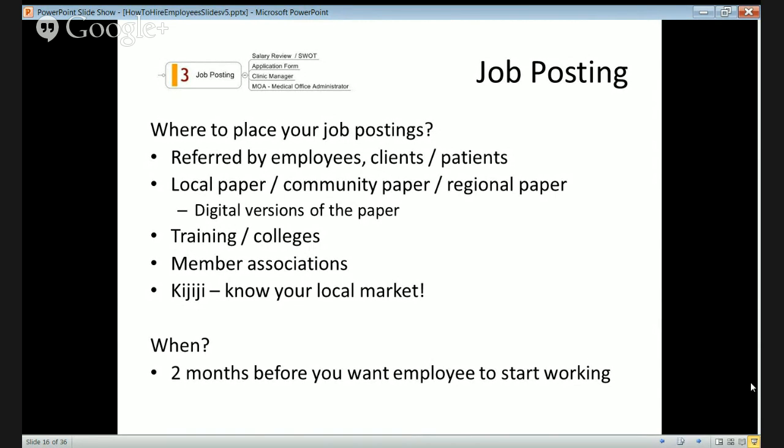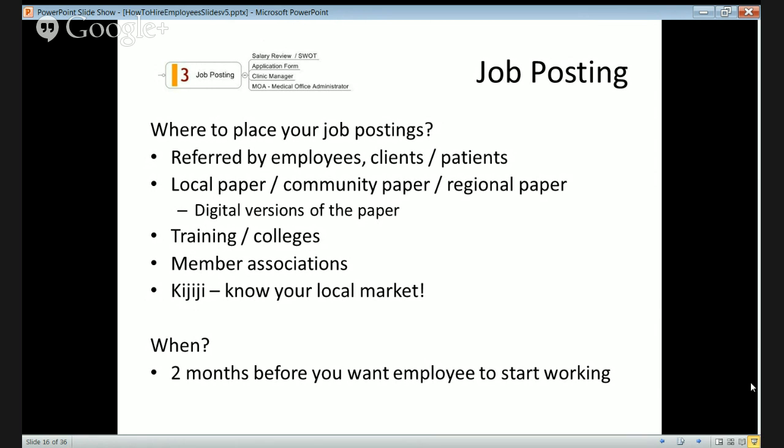Take a look at the training organizations and colleges in your area. They often have job boards, not just for new grads, but for grads that graduated several years ago and are looking for another position. Take a look at member associations, the Clinic Managers Association, the job board for the Registered Nurses Association if you're looking for a registered nurse. You can also put classified ads on things like Kijiji. In our region, that's a really big place to put classified ads.